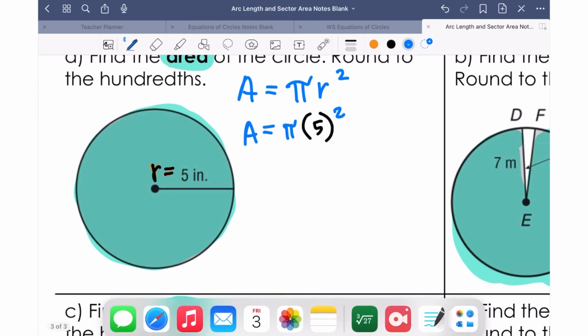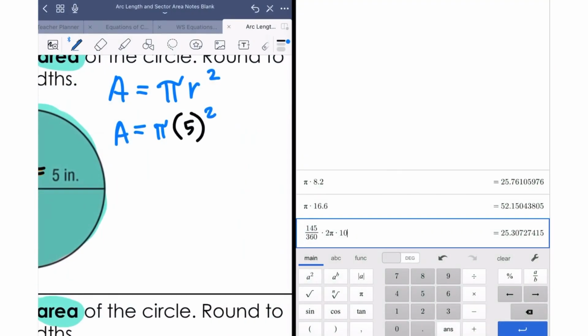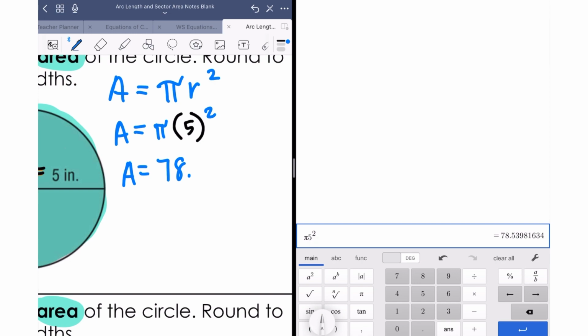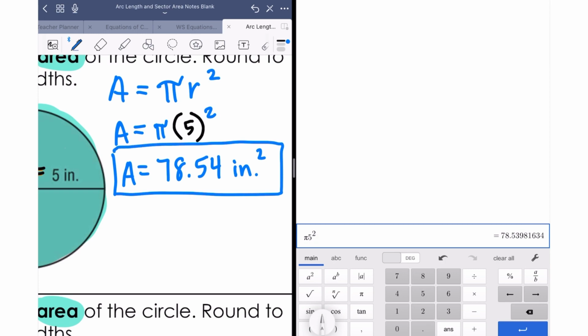We let Desmos do the math for us, so when you do yours, just make sure that you are being careful when you're typing in Desmos. Pi times 5 squared. And so I'm rounding to the hundredths, so that is 78.54, since there's a 9 after the 3. And this is inches. When we do area, we have to use units squared in our answer, since we squared that number. Okay?